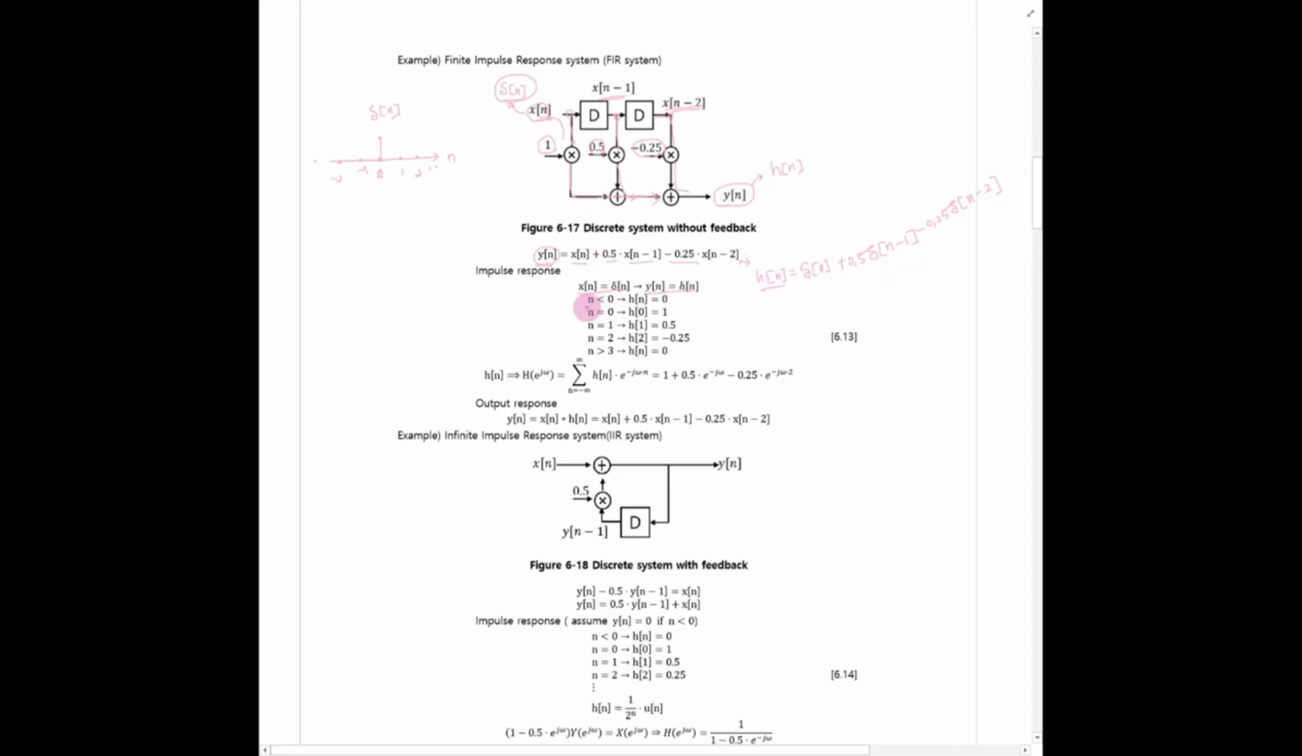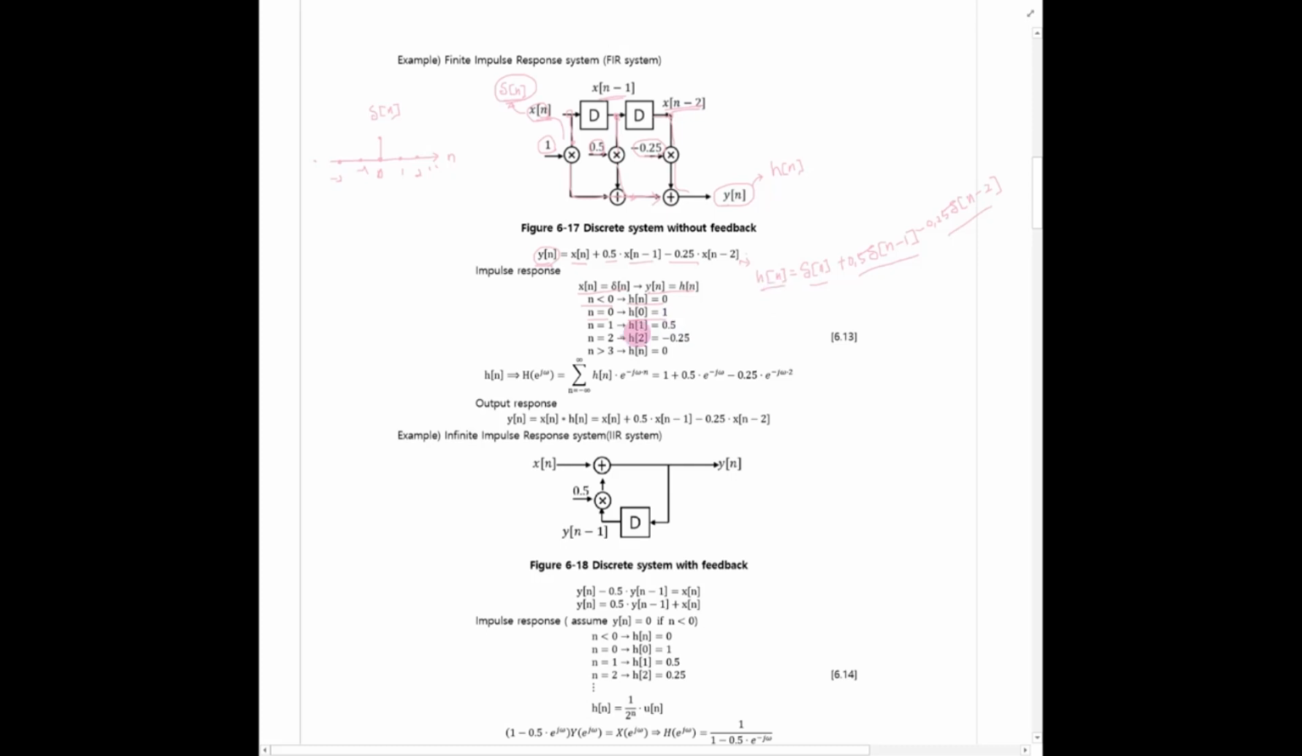Let's consider that n is less than 0, so no impulse exists. So the input is 0. It means that for n less than 0, all these terms are 0. What about n equal to 0? Then delta[n] is 1, but delta[n-1] and delta[n-2] are 0. So that's why h[0] is 1.